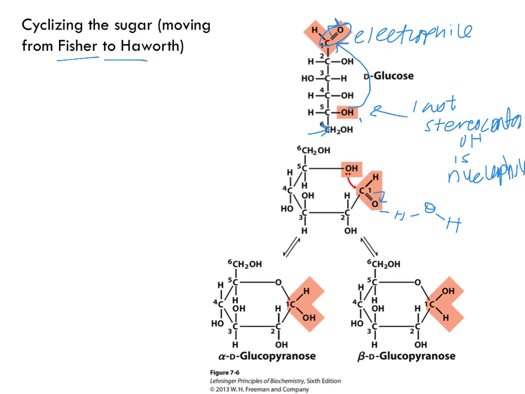Okay, so we're going to practice doing this, but there's a couple things that I need to point out. Carbon number 1 that gets attacked here is also known as the anomeric carbon. So there's another piece of vocab for you.